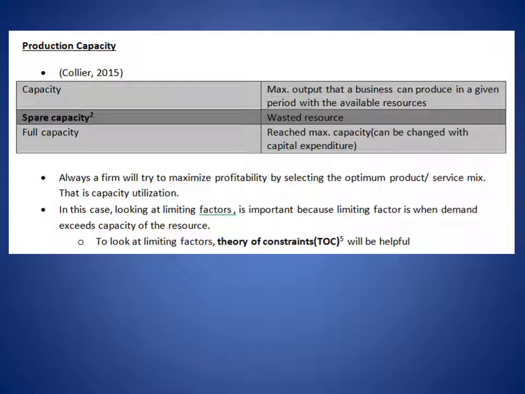So a firm will always try to maximize profitability by selecting the optimum product or service mix, and this is where capacity utilization is concerned. In this case, looking at limiting factors is very important, because a limiting factor is when the demand exceeds the capacity of the resource. To look at limiting factors, the theory of constraints will be helpful, and we'll be looking at it in detail later.